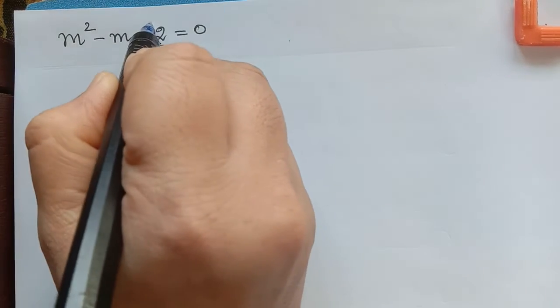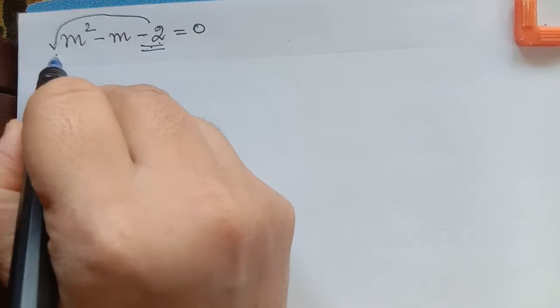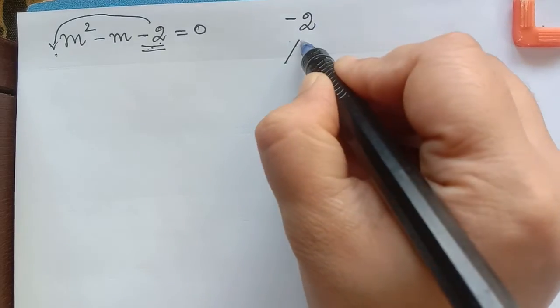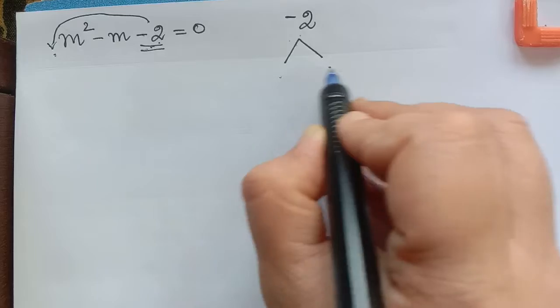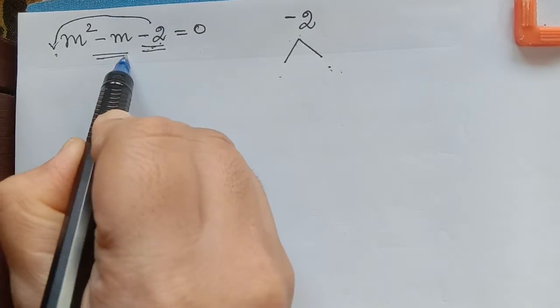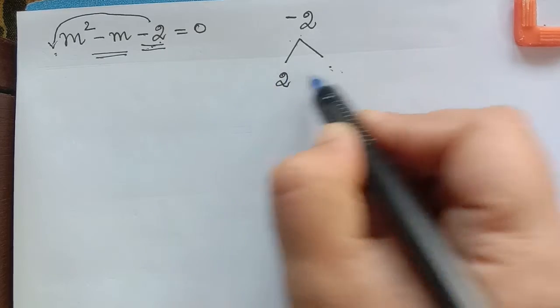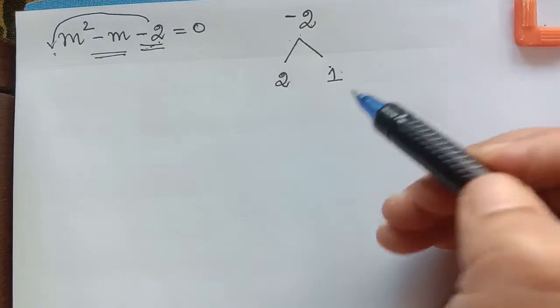I have to multiply this with the coefficient of m square, which is 1. So 1 multiplied with minus 2 will be minus 2. Now I need to factorize this in such a way that the sum of the two numbers should give me the middle term. Now here it is minus 2. So I am writing 2 times 1 is minus 2. But I need a negative sign here.